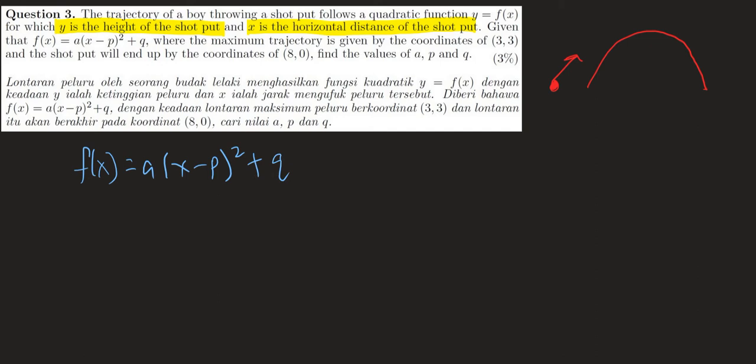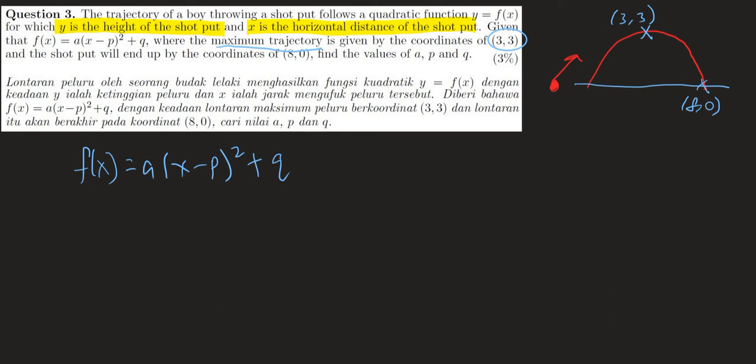And then it says that the maximum trajectory of the shot put is given by this coordinate. So I know this is my maximum point. So I must read from here. And it says that the shot put will end up at the coordinates (8, 0). It means when I hit the ground, for example, here I hit the ground, this is (8, 0). So these are a few pieces of information that I know. The first thing I know is that the maximum trajectory is given by (3, 3).